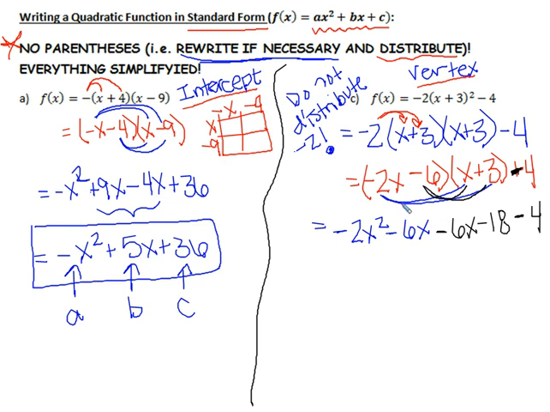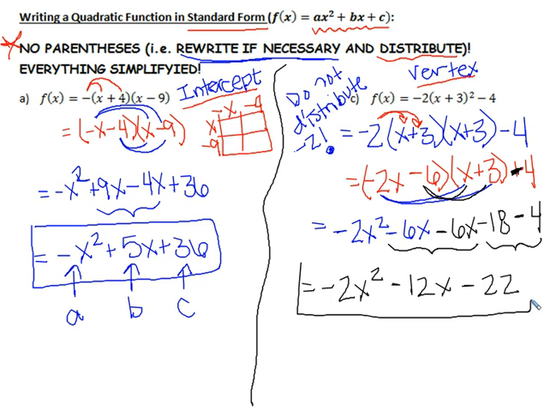Now it's starting to look like standard form. We have an x squared term, a few x terms, and a few number terms, just like what we have up here, but standard form is when everything is simplified. So we want to combine as many like terms as we can. I think the negative 2x squared is the only x squared term. Yep. So let's combine the x's. Negative 6 and negative 6 give us negative 12x. And then the numbers, negative 18 and negative 4 give us negative 22.